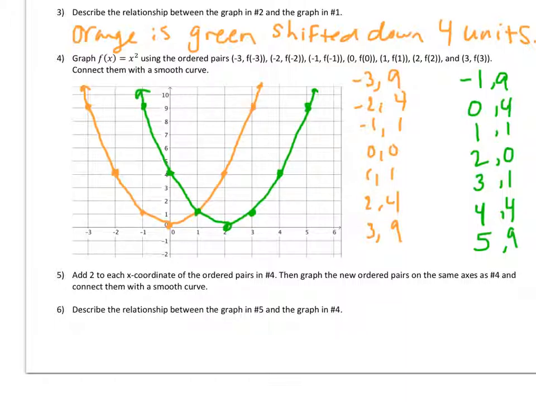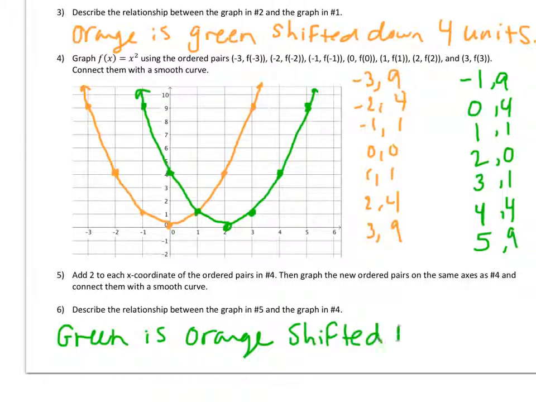And I want to describe the relationship between the orange graph and the green graph. So they look almost identical. It's just that the green graph looks just like the orange graph, but I shifted the whole thing to the right 2 units. So my green graph is the same as the orange, shifted right 2 units.